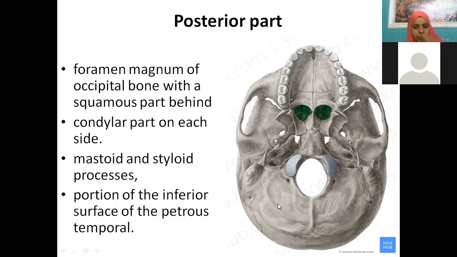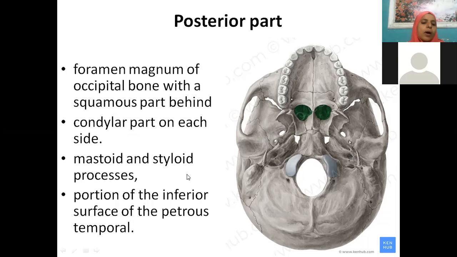Okay. So in the posterior part of the norma basalis, we have the foramen magnum of the occipital bone. These are the two condyles, which are called occipital condyles, which articulate with the atlas bone, the first cervical vertebra, to form the atlanto-occipital joint. So condylar part of each side, these are the two occipital condyles.